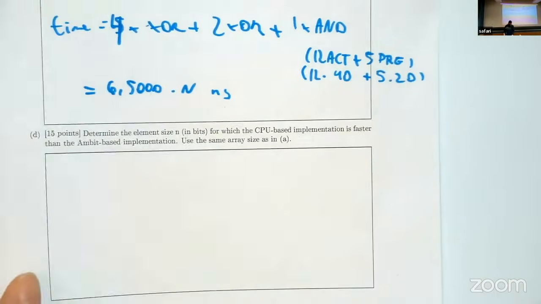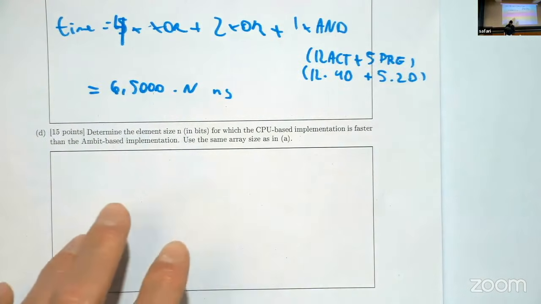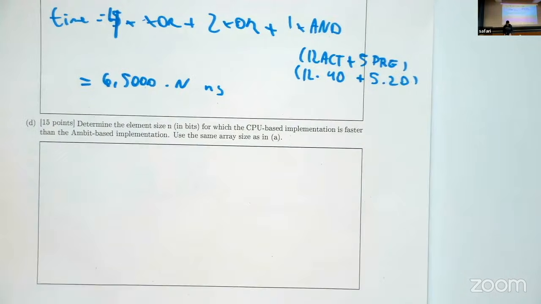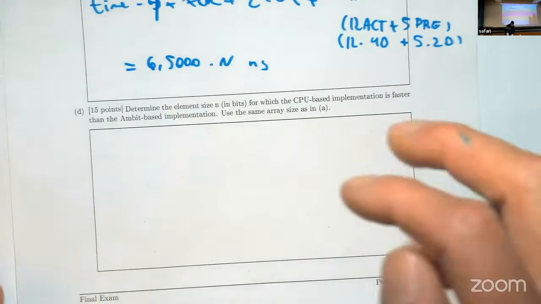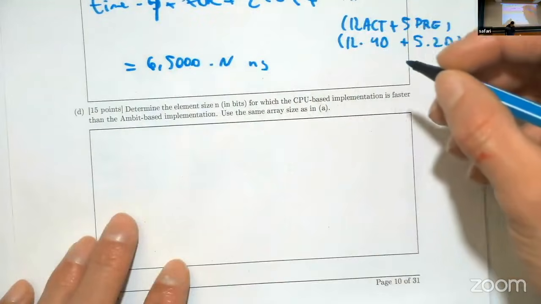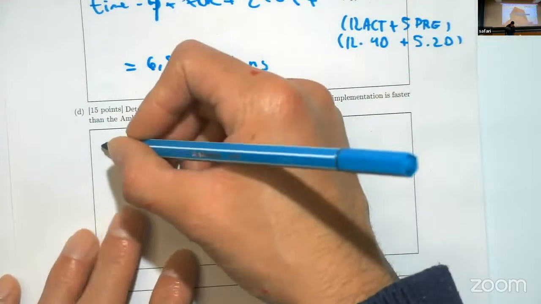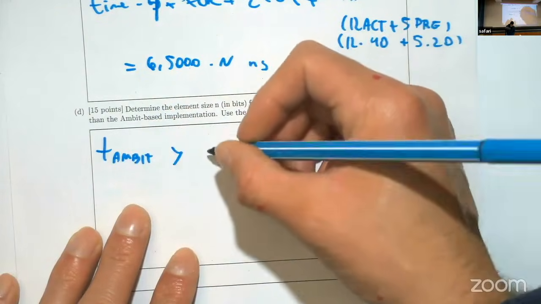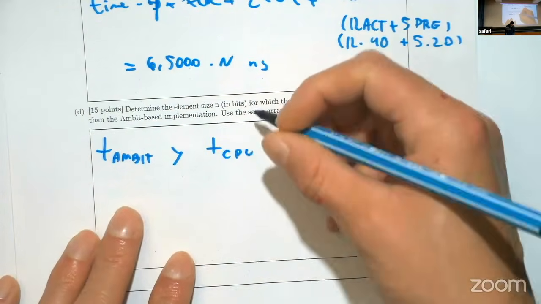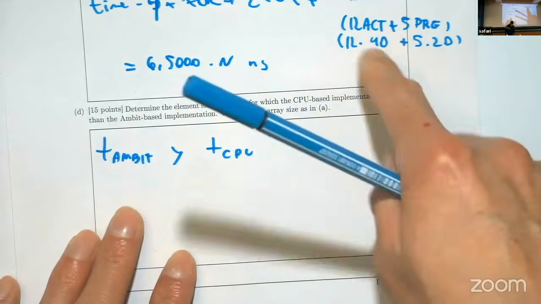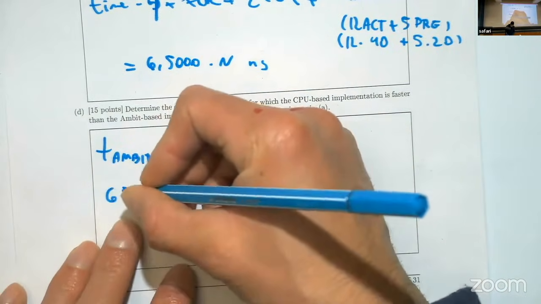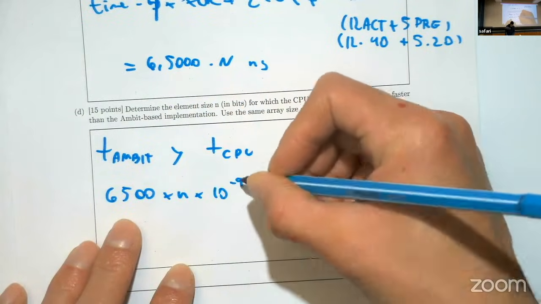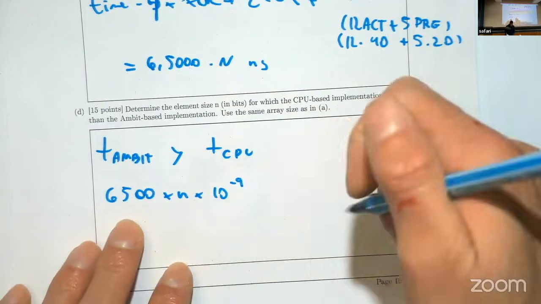The last part is asking at what size of elements the CPU implementation is faster than the Ambit implementation. For you to figure this out, we need to find when the time of Ambit is larger than the time of the CPU. We already have the time of Ambit from the previous question, right? So this is 5,500 times n times, this is just because I'm converting from nanoseconds to seconds.